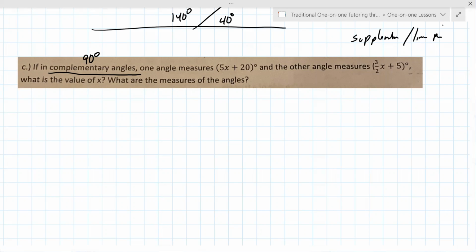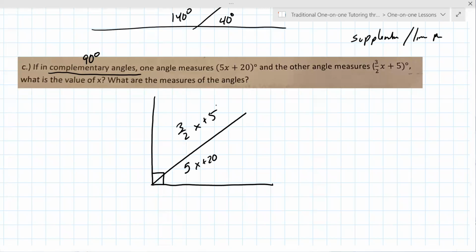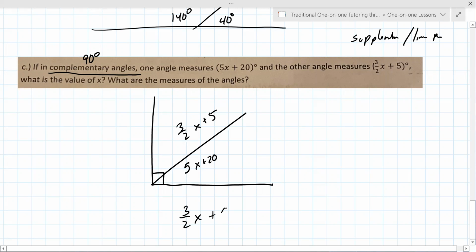Okay. So if there's two complementary angles, would that technically make 180? No, they're saying that the two angles together are complementary. So they make 90 degrees. Oh, okay. 5x plus 20, 3 halves x plus 5. It's a good question, because you might think, okay, well, if they're both complementary, they're both 90, but no, they just add up to 90. So you have to write this expression.